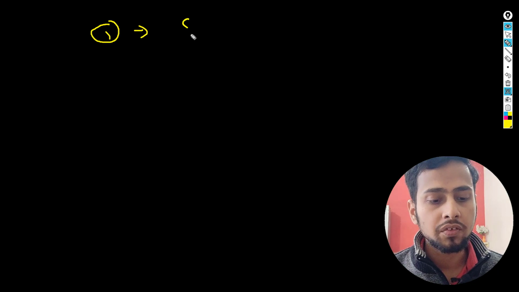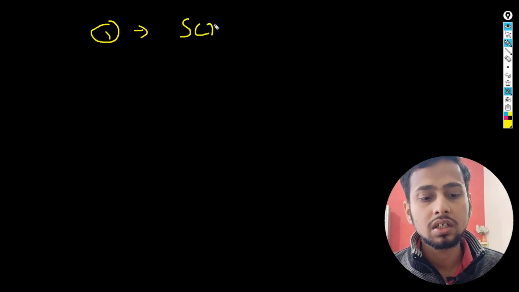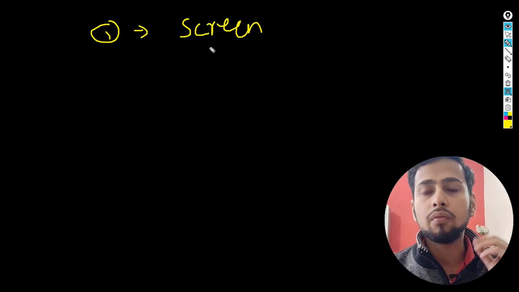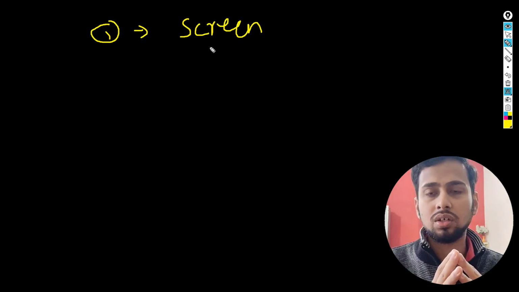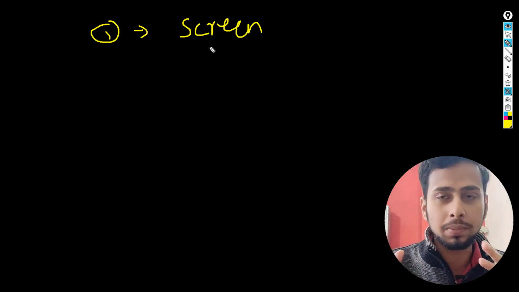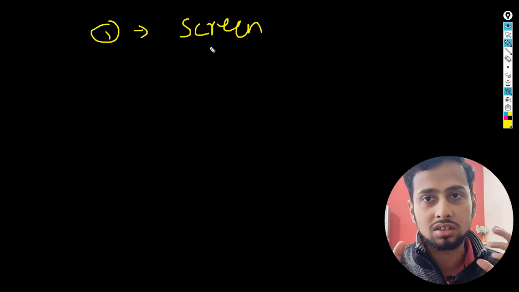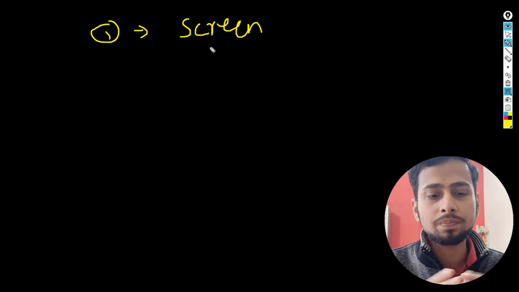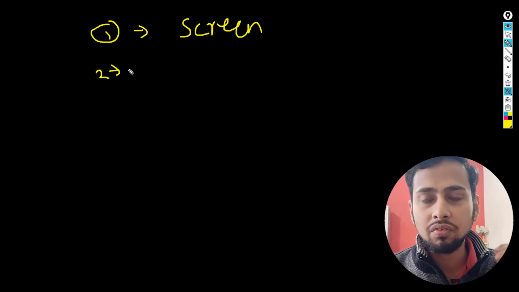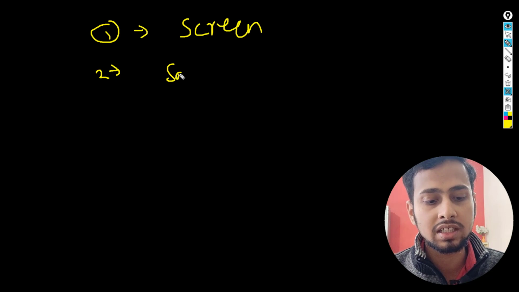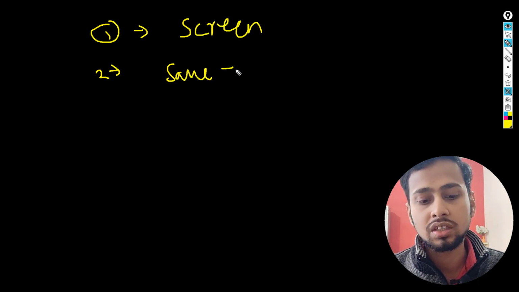So let me write down the procedure. The first step is to take a screenshot, so I will just write a screen here. And once the screenshot is taken, we need to store this screenshot in some sort of directory or files, so that it is in one place, because we are going to capture multiple screenshots of what people are doing. So the second thing to keep in mind is saving the file inside a directory.